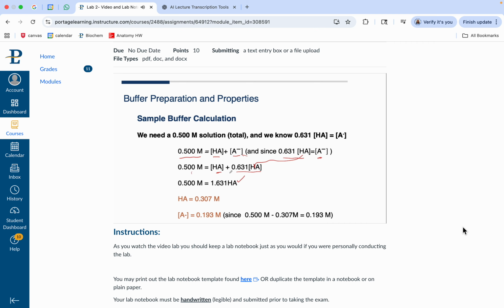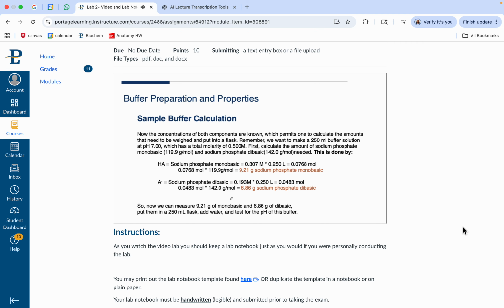So we know 0.5 molar is equal to 1.63, because we add this understood 1 here plus 0.63, and we get 1.63 times HA. And again, we often just call it HA, but we'll put brackets here just to make sure that we know that that's concentration. And so we know that the concentration of HA should be 0.307 molar. We can also then figure out, this is the exciting part, A minus, because we know it's 0.193, because we can just take 0.5, subtract what we know from HA, and we end up with this value, and that's our concentration of A minus. The point is, if we create a solution that contains this ratio of compounds, we should get to a solution that has a pH of 7.0.